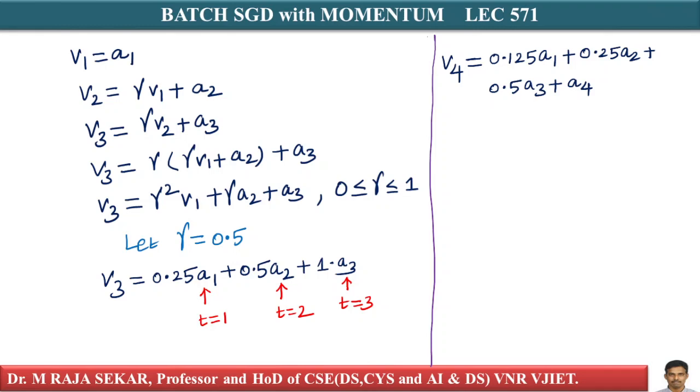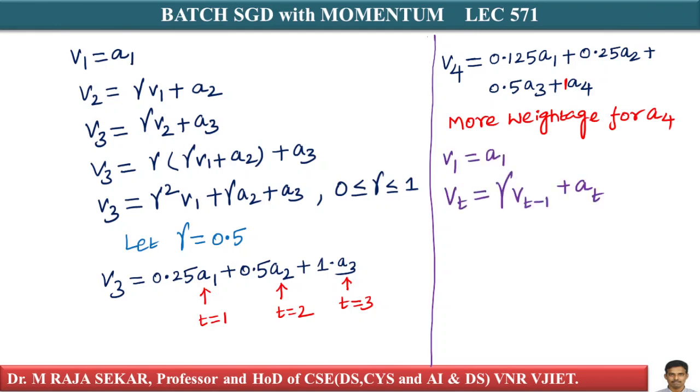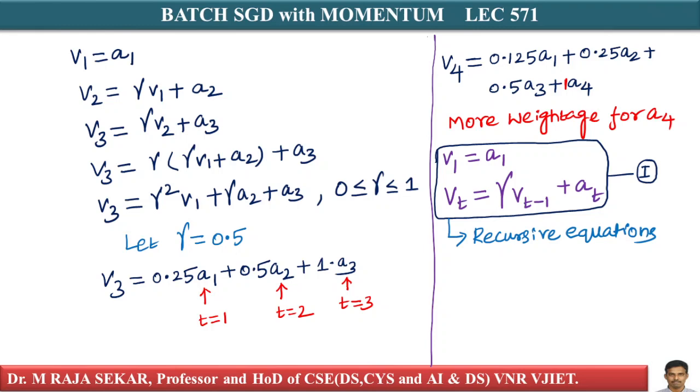So if you employ this function, let me write this function: V1 equals A1, Vt equals gamma into Vt minus 1 plus At. This is called a recursive equation in computer science, or a recurrence relation. V is a variable that changes over time. V is a variable at time t. Vt minus 1, you have the value at the previous time, isn't it? You are expressing the tth term in its previous term. That's why it is called recurrence relation or recurrence equations.